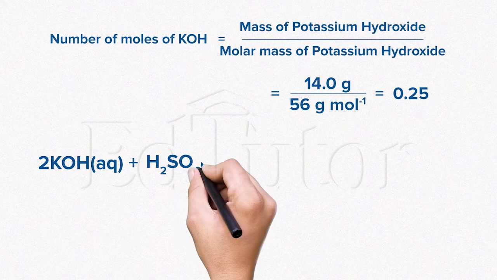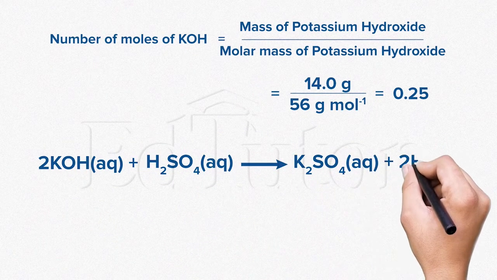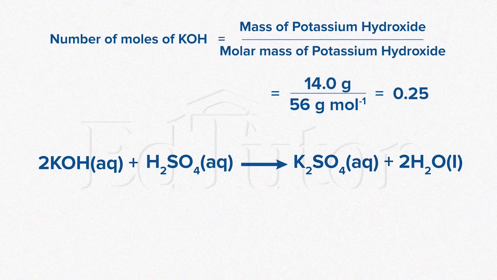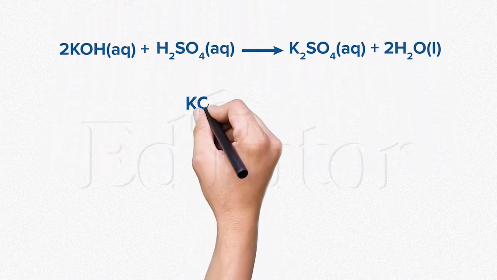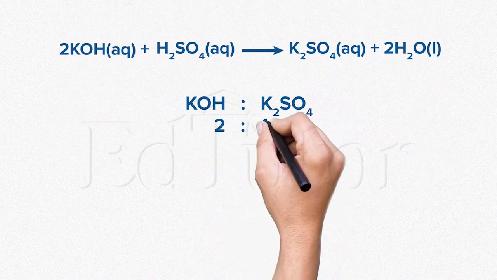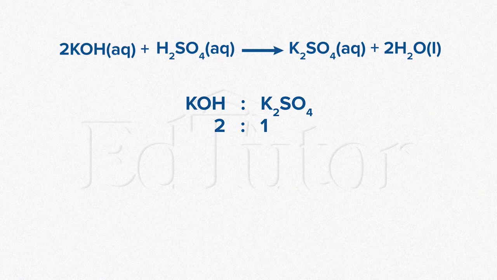2KOH plus H2SO4 gives us K2SO4 plus 2H2O. Using this equation, we are going to find out the number of moles of potassium sulfate that are being produced from 0.25 moles of potassium hydroxide. So guys, in the equation, you can see that 2 moles of potassium hydroxide KOH give us 1 mole of potassium sulfate. Isn't that correct to say? Using simple mathematical ratios, we can write 2:1, right?